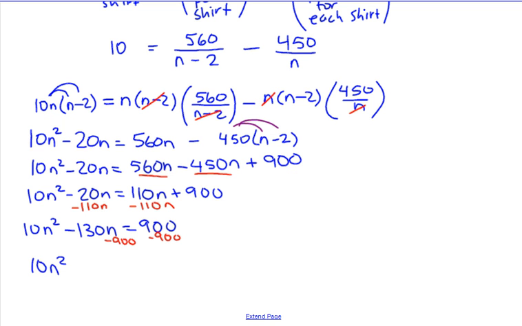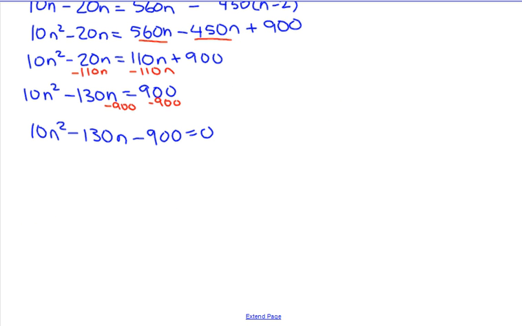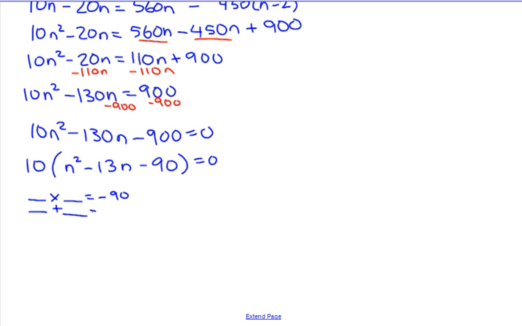Okay, so once we have everything on one side, now we have to factor. First question when we factor: is there a GCF? Yeah. So what can we divide all those by? 10. Let's factor the 10 out. n squared minus 13n minus 90, dividing each by 10. Okay, two numbers that multiply to negative 90 and add to negative 13.